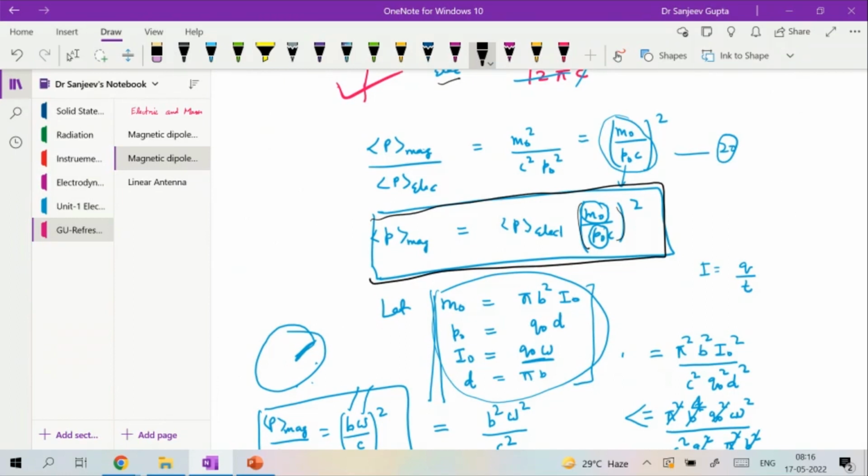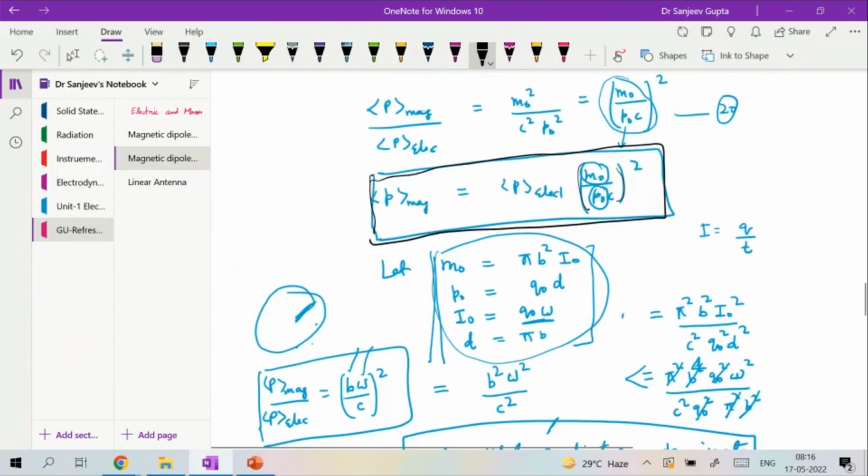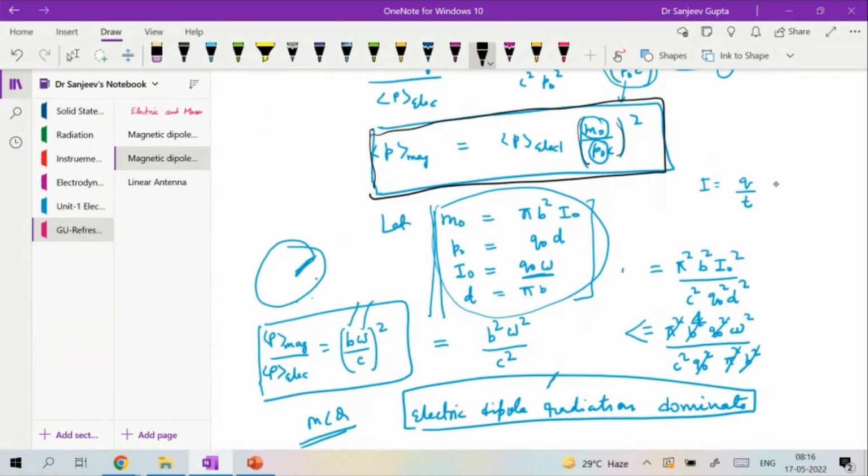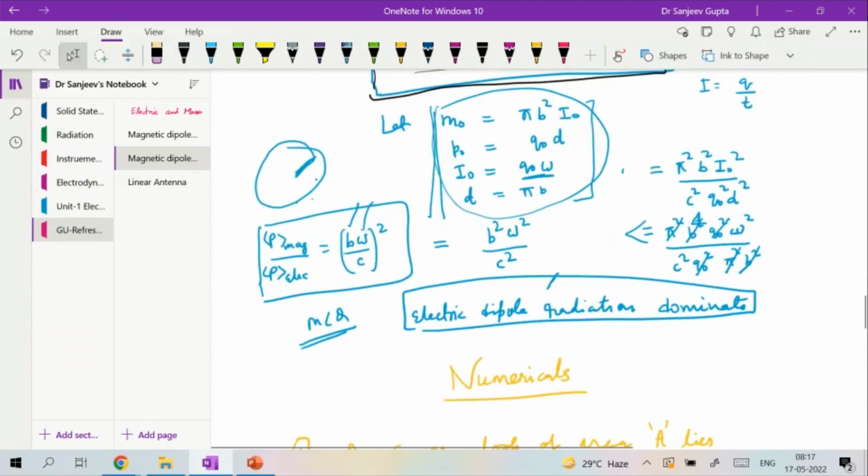If I take, for example, a magnetic moment like pi b squared I0, and p0 is nothing but q0 d, and I0 is nothing but q0 omega, and d is something like pi b. If I put all things inside this expression, then you can see that the magnetic to electric total power radiation ratio I'm getting is (b omega by c) whole squared.